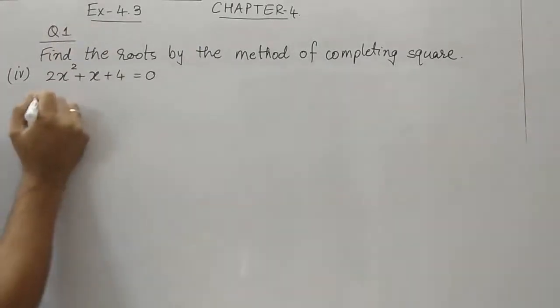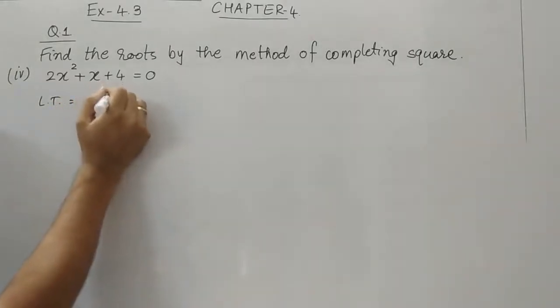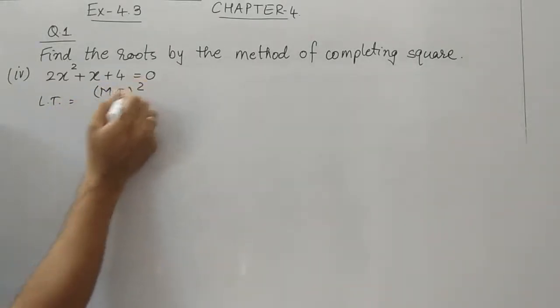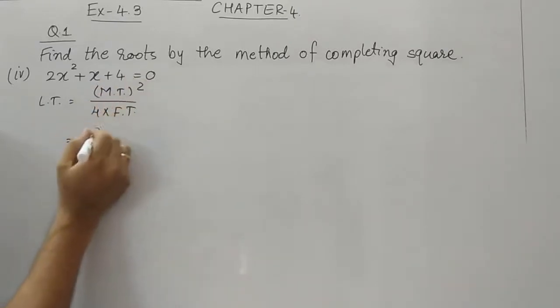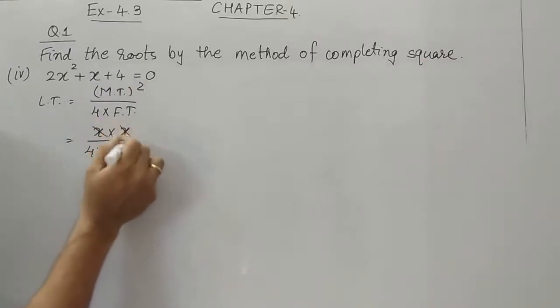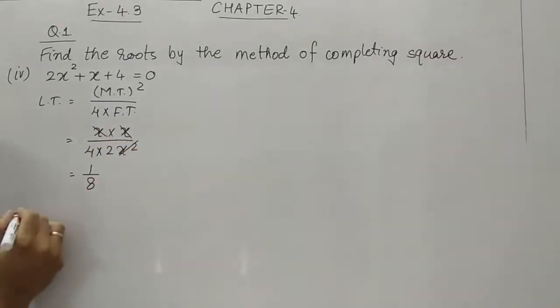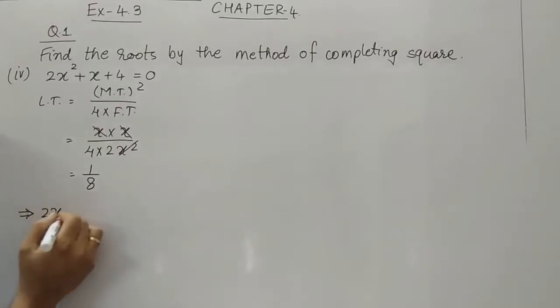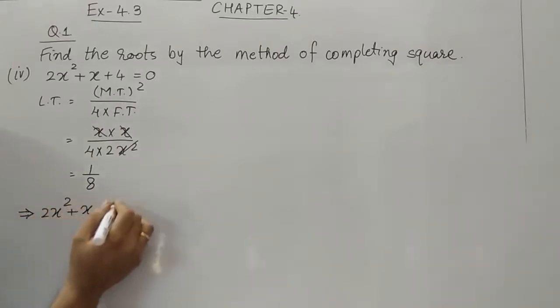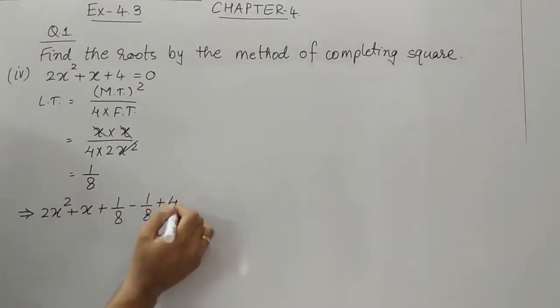Again, let's find out the last term. It looks like the second question which we have already discussed. Middle term the whole square upon 4 into first term. Again the middle term is x, so 2 times we will obtain. And 4 into the first term is 2x square. So x would cancel, so we obtain 1 by 8. So let's go for it. It is 2x square plus x. This I will add and subtract. And the question plus 4 as it is.